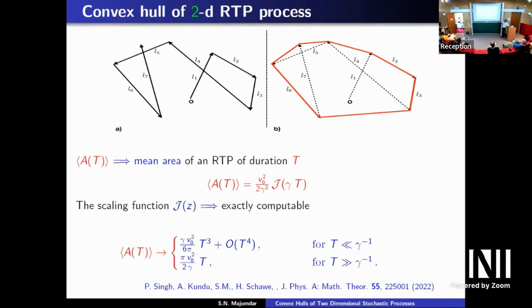But this T cube behavior happens because, at early time, essentially you have just one tumble, and then you want the convex hull of this. The convex hull is actually a triangle. And for the triangle, if you calculate the area, you can show that it would go like T cube. So that's quite nice, actually. And all right, so this is the RTP process.